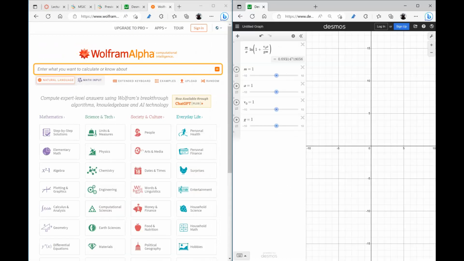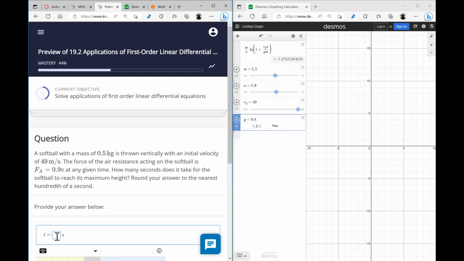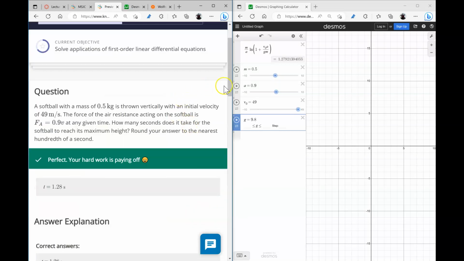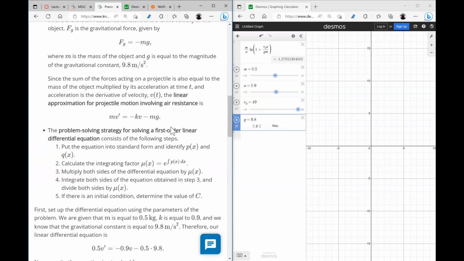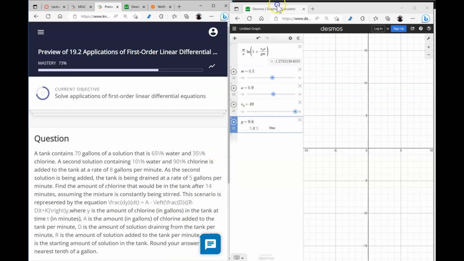And according to my problem, m is equal to 0.5, the air resistance coefficient is equal to 0.9, the initial velocity is 49 meters per second, and g is equal to 9.8. So the time that it takes to reach the maximum height is 1.28. If you got this far, feel free to use this formula, as long as you know how to derive it. Let's go to the next question.